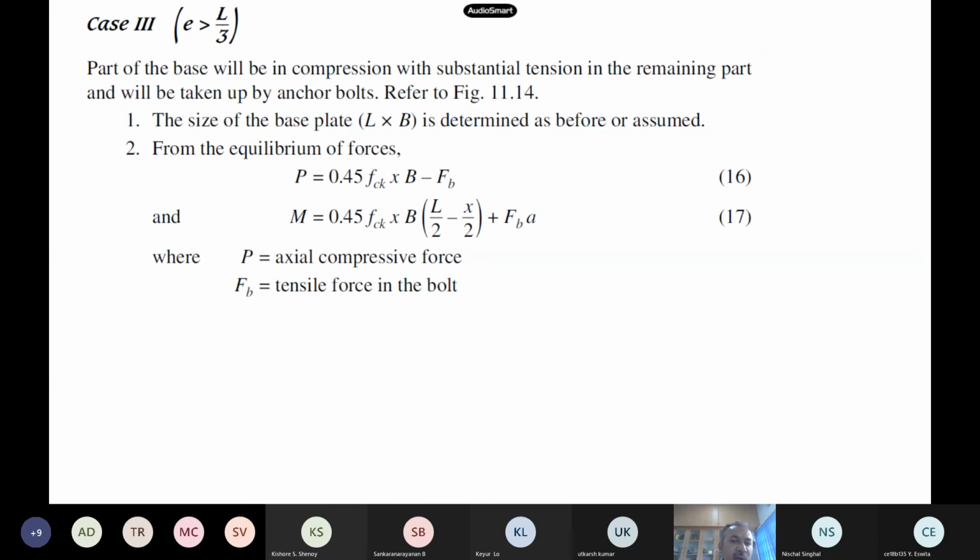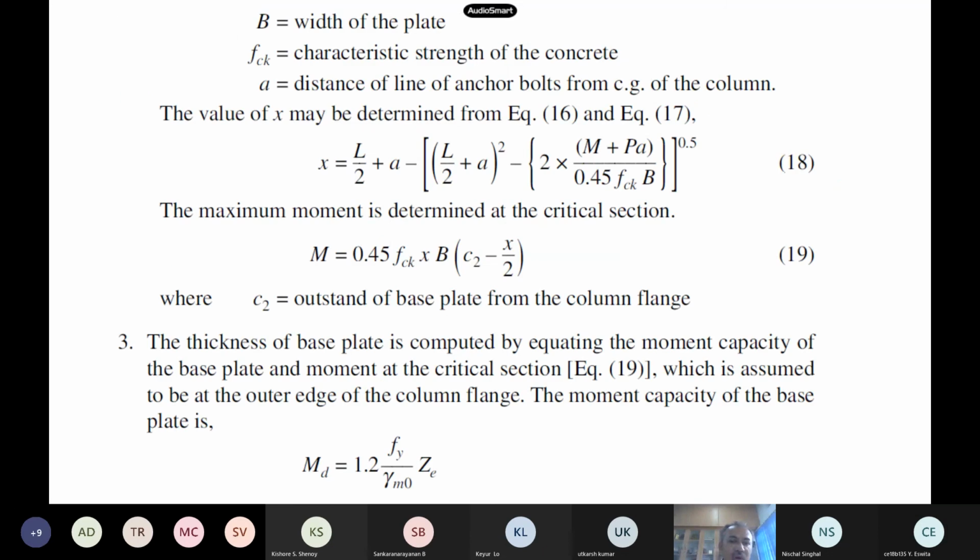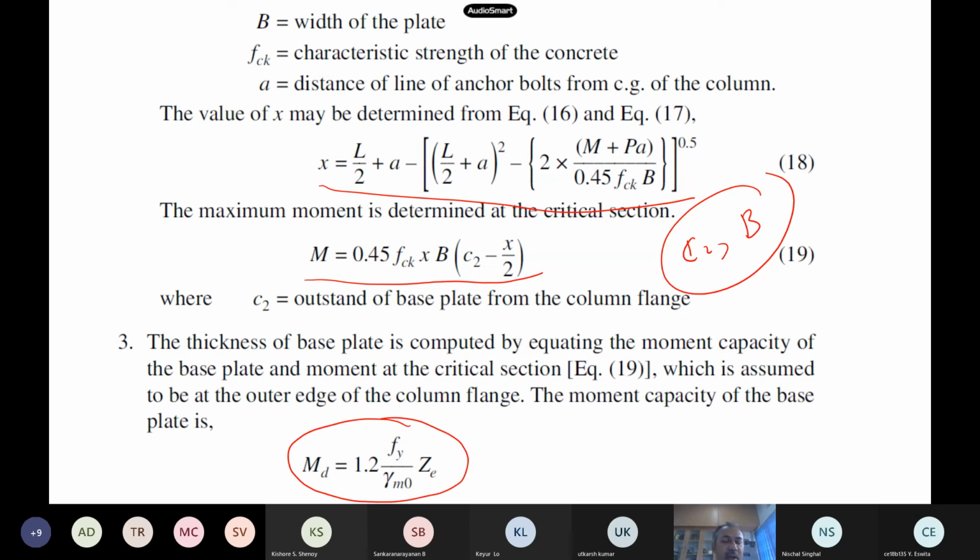So the size of the base plate we do like this. We do equilibrium. This is the total load, this is a compressive force, and this is a tensile force. They are in opposite directions, and the bending moment also you can find out. Now you have to use these expressions to find L by B. From the equilibrium of these forces, you calculate the width of the plate. So x you have to find out, then the bending moment you have to find out. From this you can solve for C2, B and other things. Then the thickness of the plate you compute from the bending capacity.